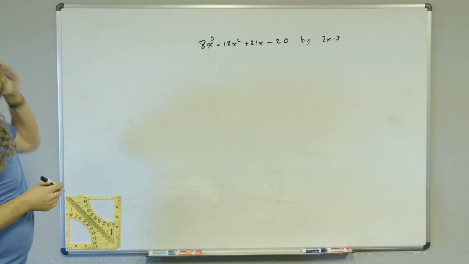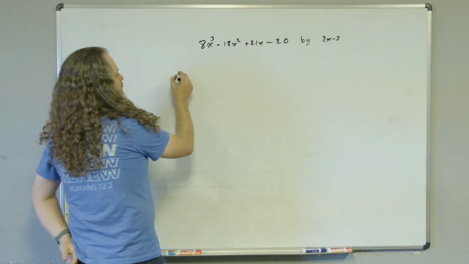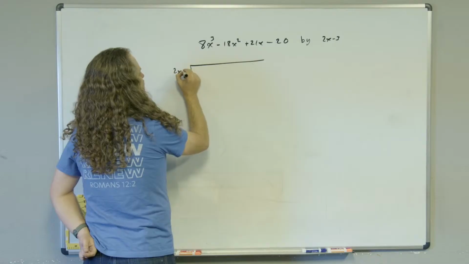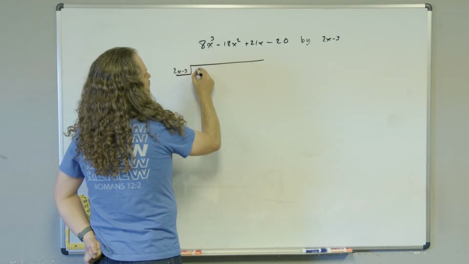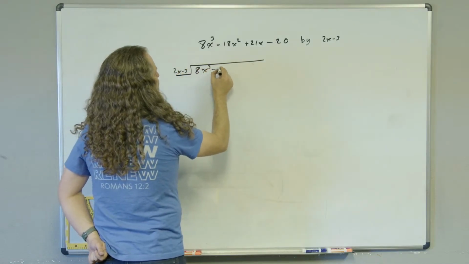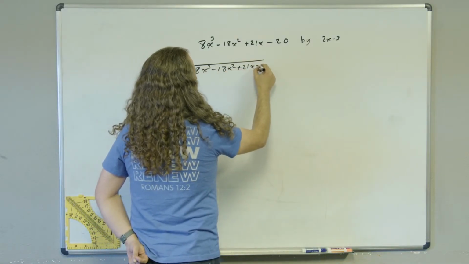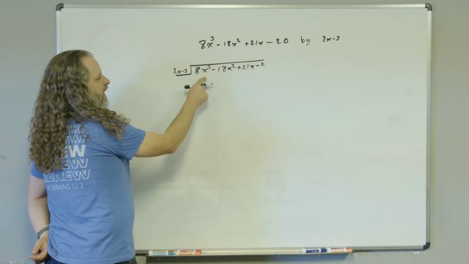So same steps, right? Build a cardboard box. We're going to put the 2x minus 3 on the porch. 8x cubed minus 18x squared plus 21x minus 20. Going to divide, right?